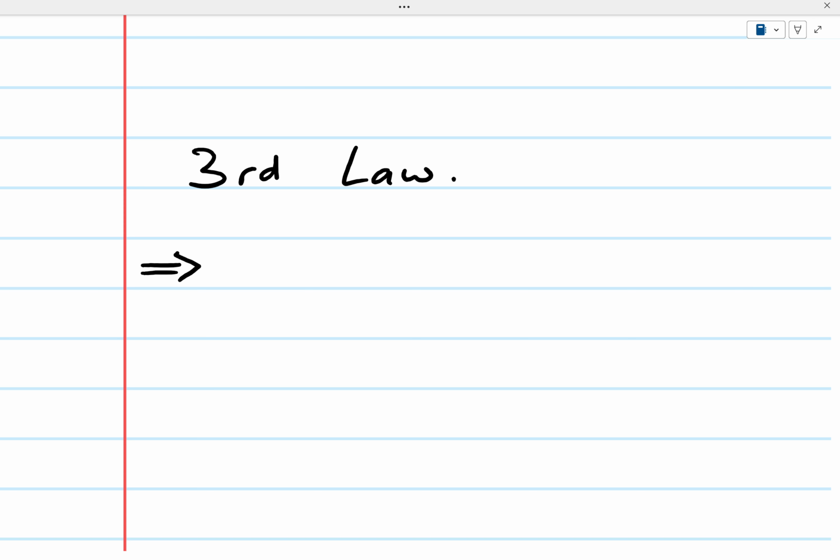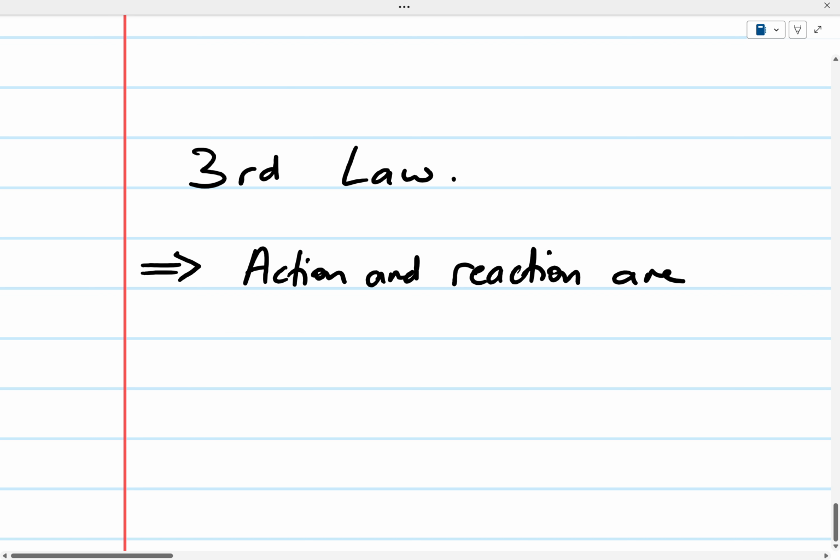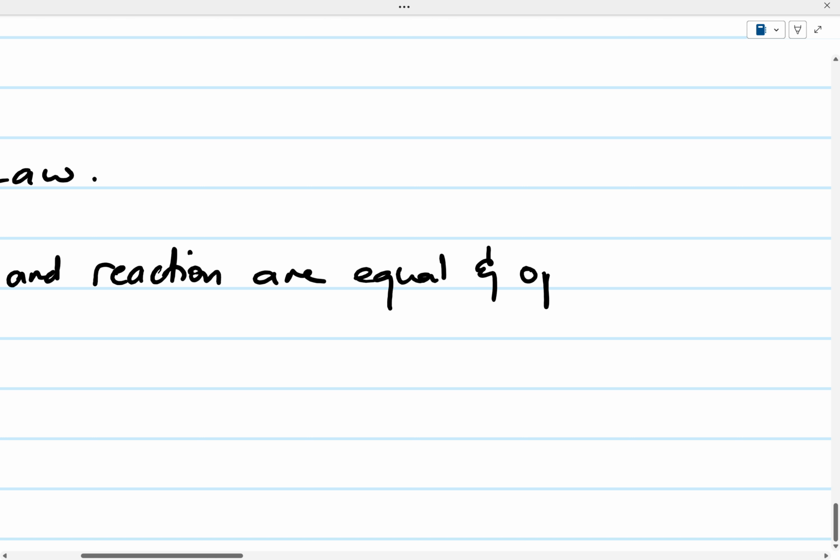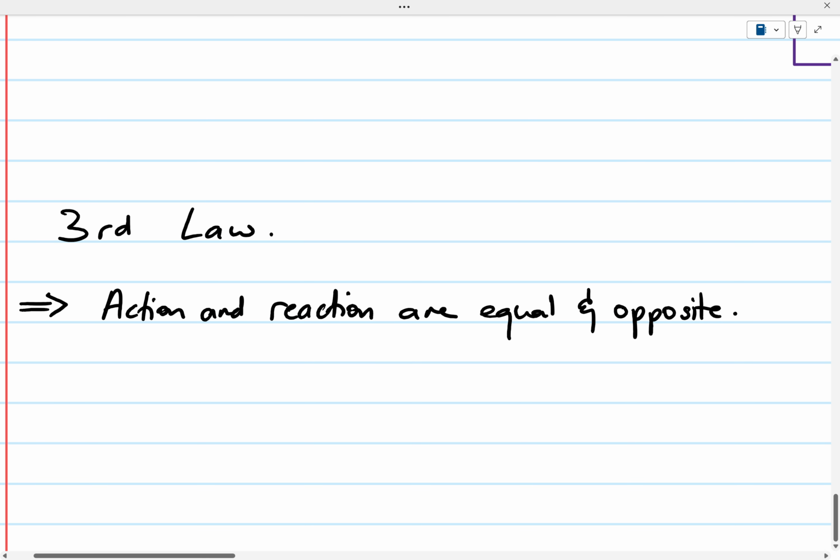Go ahead. Or is that something in the chat? For every reaction, there is an opposite equal reaction or something like that. So we're looking at action and reaction are equal and opposite. Alright? Action and reaction are equal and opposite.